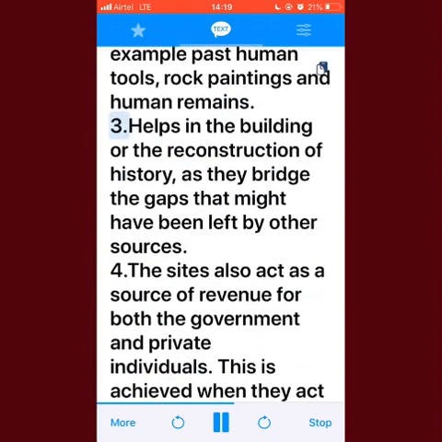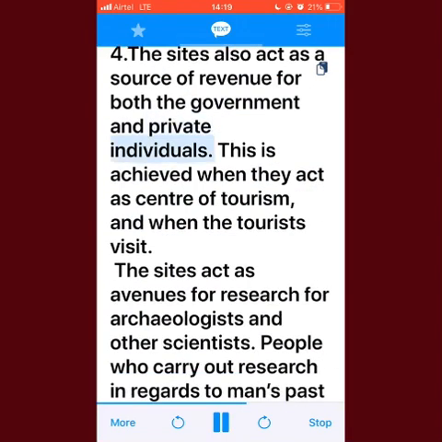3. Helps in the building or the reconstruction of history, as they bridge the gaps that might have been left by other sources. 4. The sites also act as a source of revenue for both the government and private individuals. This is achieved when they act as center of tourism, and when the tourists visit.